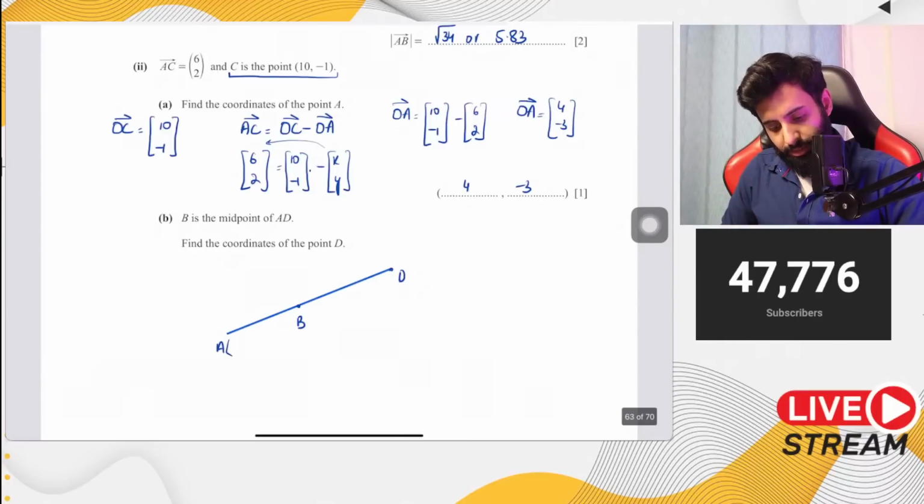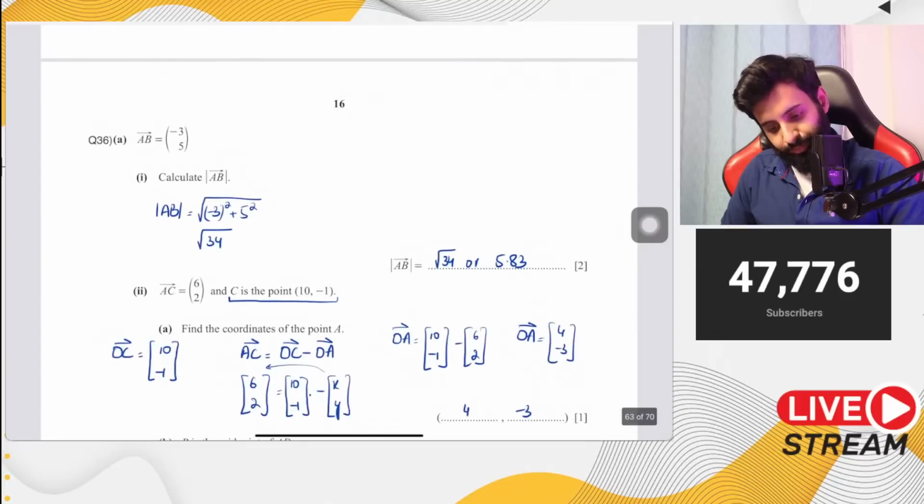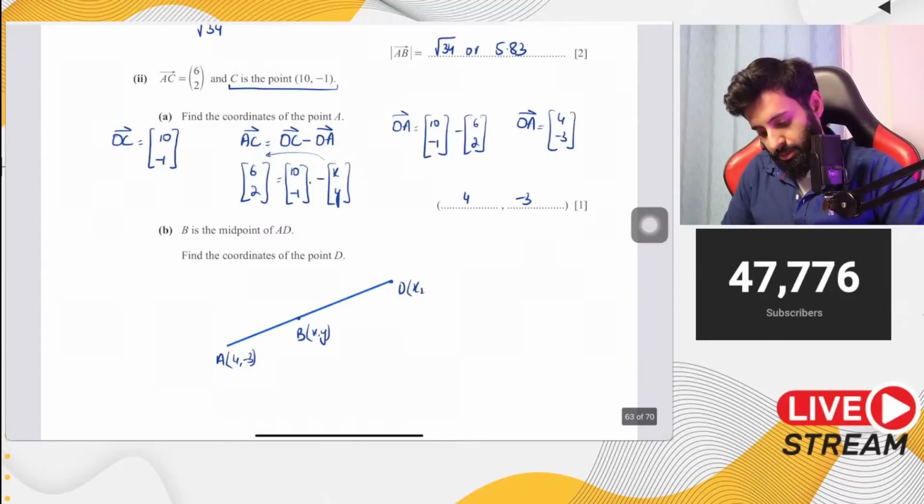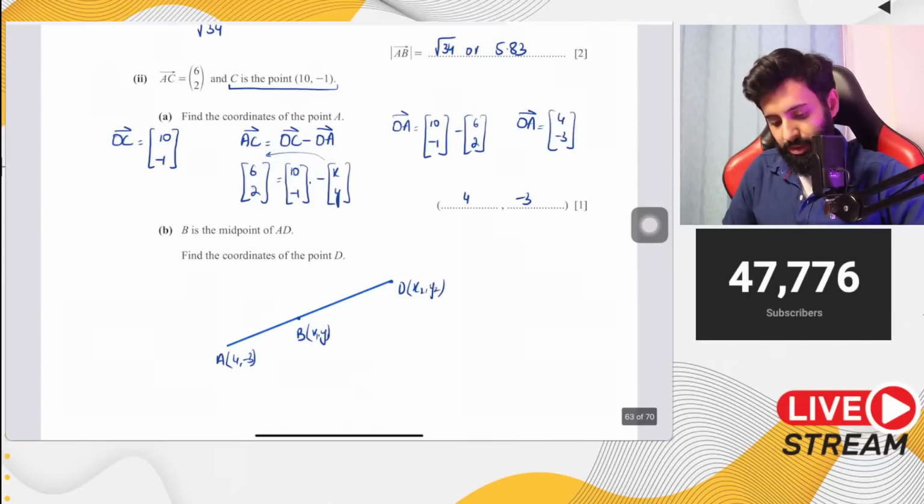So we have the coordinates of A. They're 4, minus 3. We have the coordinates of B. Okay, we don't have the coordinates of B, but chalo, we'll find that out. Do we have the coordinates of D? No, we don't. So let's call this x1, y1. Let's call this x2, y2.